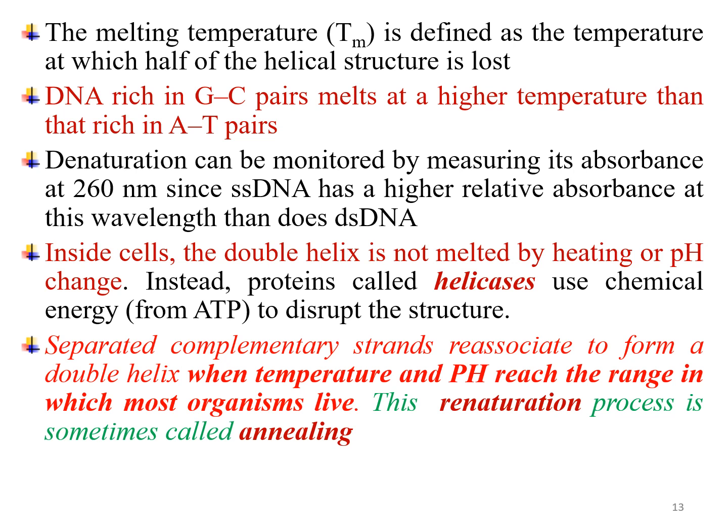Separated complementary strands reassociate to form a double helix when temperature and pH reach the range in which most organisms live. This renaturation process is called annealing. So this process is known as annealing.